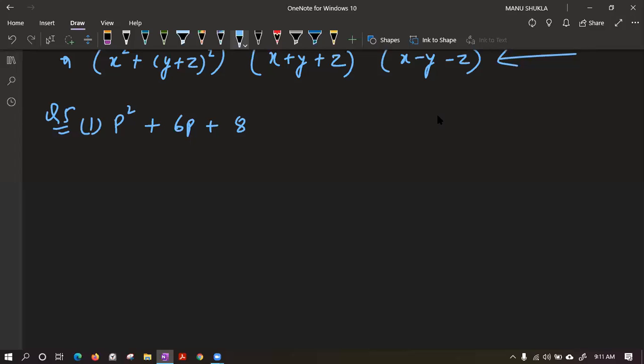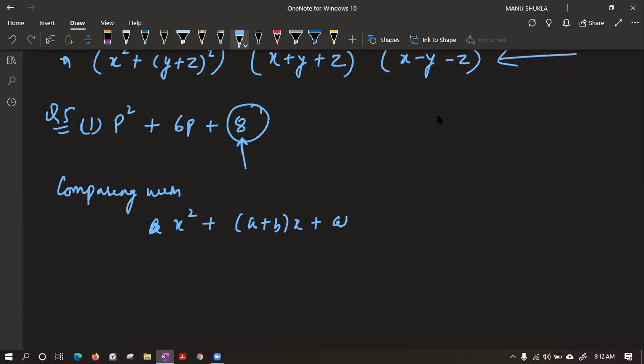Can we use any identity? Can we say 8 is the square of something? Yes, we can say p square is the square of p, but 8 is not a square of anything. That means we will have to use the fourth identity. Class, what do you say? We will have to use the fourth identity, comparing with x square plus (a plus b)x plus ab.